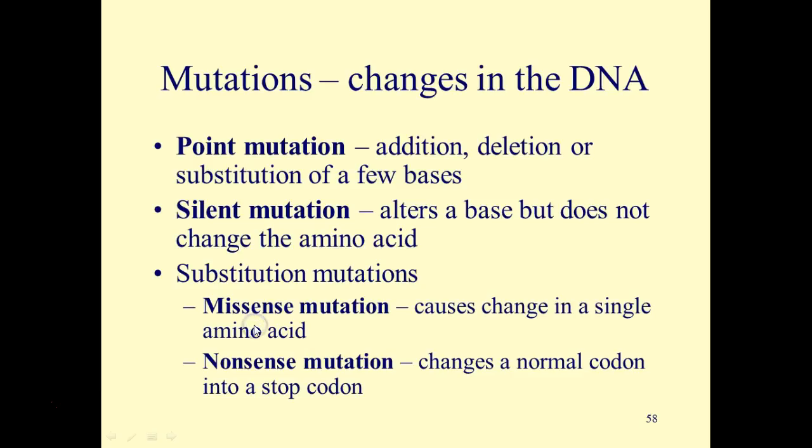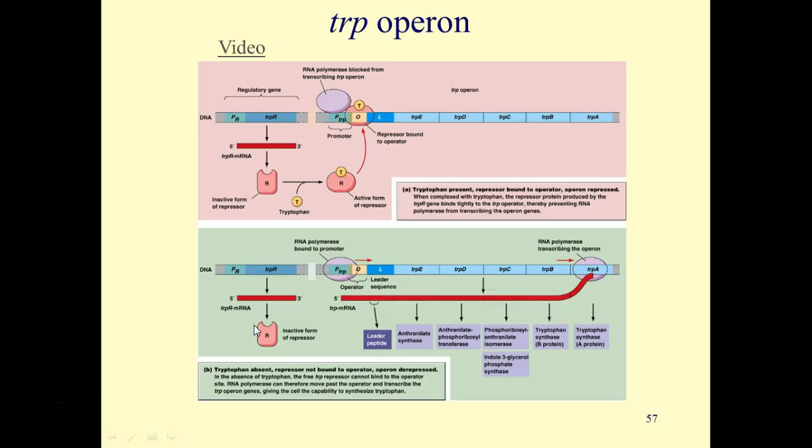repressor protein. And in the absence of tryptophan, the free trp repressor can't bind to the operator site, and RNA polymerase can move past it and transcribe the trp operon genes. Now the cell has the capability to synthesize tryptophan.